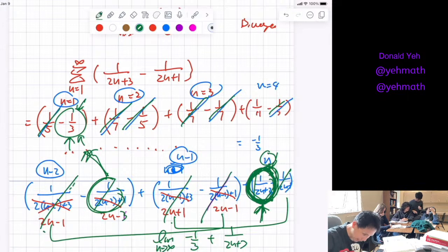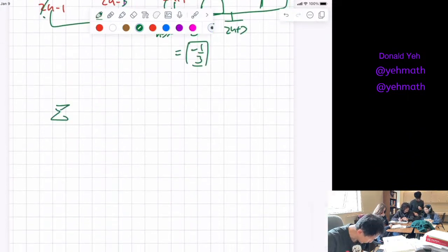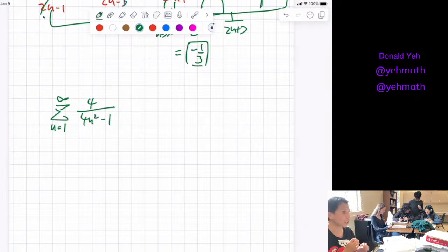So imagine that the second one is this. Is it a different one? This is telescope? Yes, this is also telescope, but you have to do some manipulation. Telescope part 2. Okay, so this is a telescope.